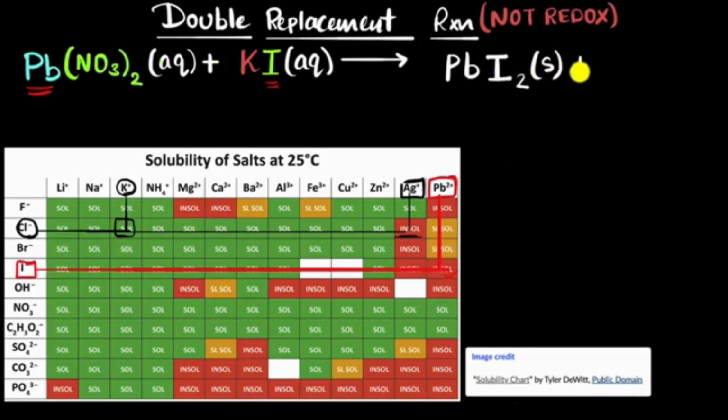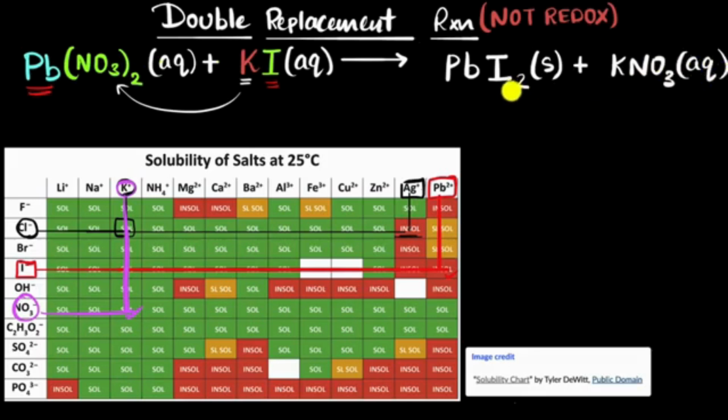And what else will I get? Well, potassium can combine with nitrate. And again, we can check for it. Where is potassium? Potassium is here. Nitrate is over here. So if I go down, go over here, look, it's soluble. So I'll get potassium nitrate, which is soluble, charges +1, -1. Okay, so I'll just get this. So I'll get an aqueous solution. And of course, I'll have to balance it out.